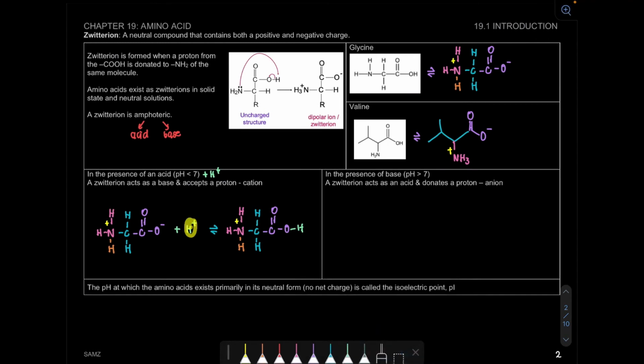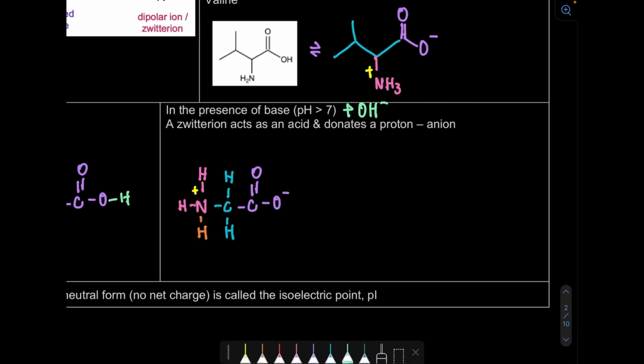So macam mana pula kalau presence of base, we're going to add OH minus where pH more than 7. Okay, so dia akan act as acid bila dalam basic condition. So kita akan tambahkan dengan OH minus, tapi which part yang akan react? Dia tak nak react dengan our O minus ni sebab sama charge kan. So apa yang dia nak react dengan our NH3 plus. So how does it work? Is that Zwitterion act as an acid. So kali ni dia akan donate proton.